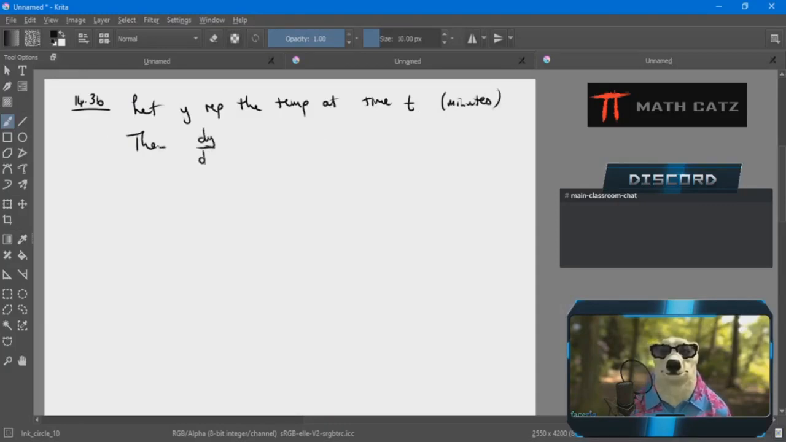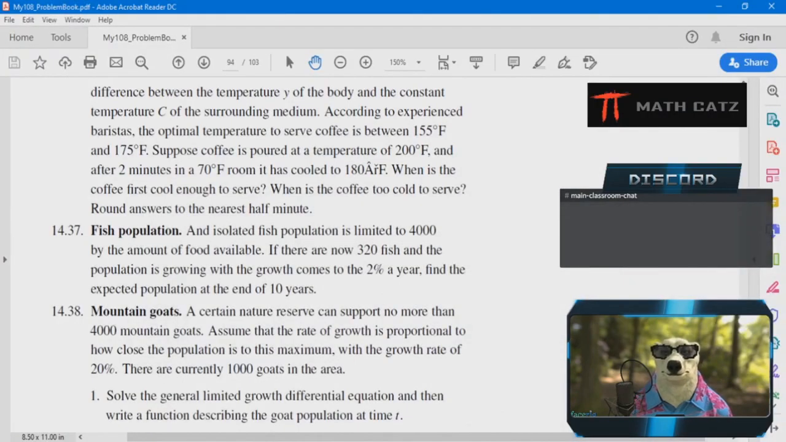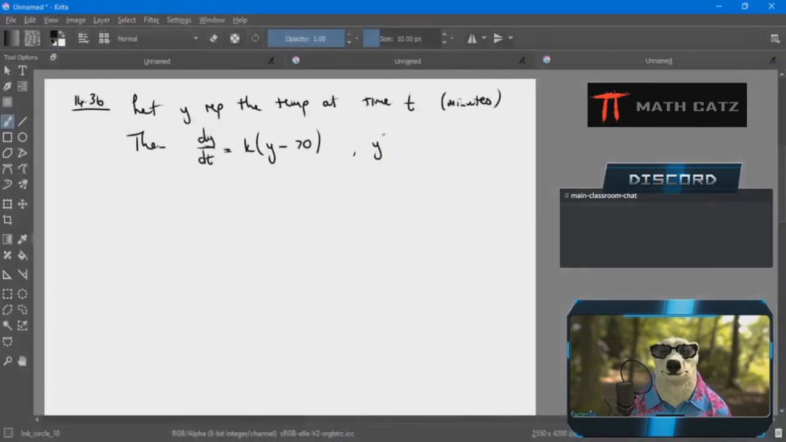My coffee is going to cool at a rate that is proportional to the difference between the coffee temperature and the room temperature, which is 70. What is the initial temperature? They say it is 200. So 200 degrees, the initial coffee temperature.